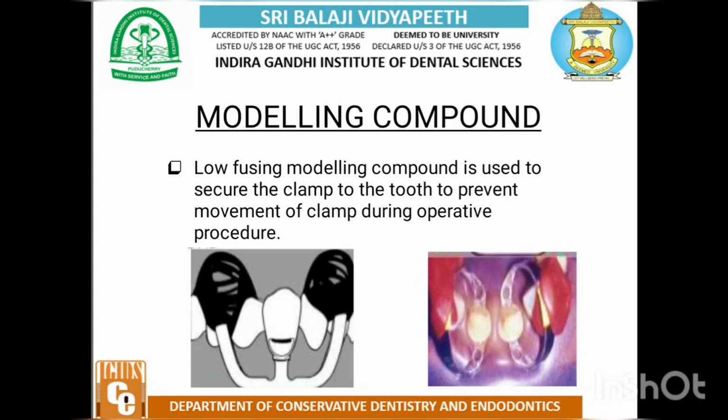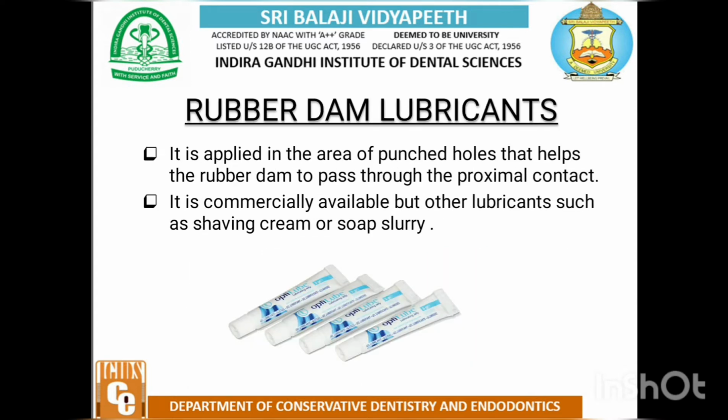Modeling compound. Low fusing modeling compound is used to secure the clamp to the tooth to prevent movement of the clamp during the operative procedure. Rubber dam lubricants. It is applied in the area of the punched hole, which helps the rubber dam to pass through the proximal contact. It is commercially available, but other lubricants such as shaving cream or soap slurry can be used.